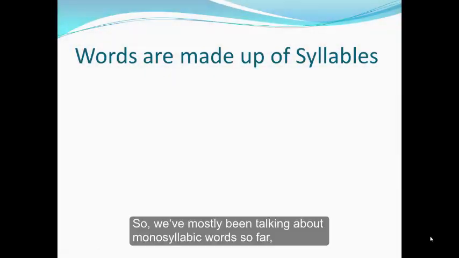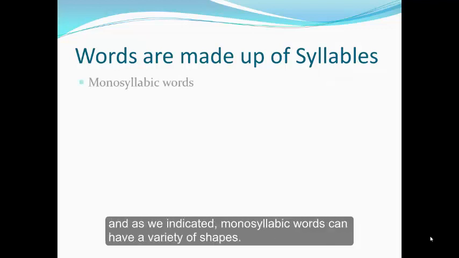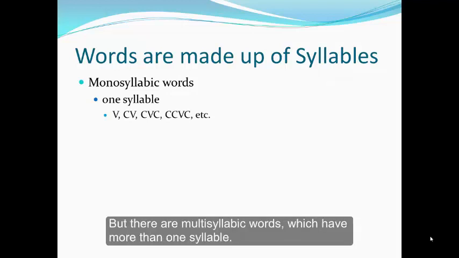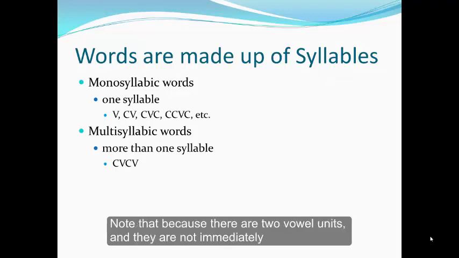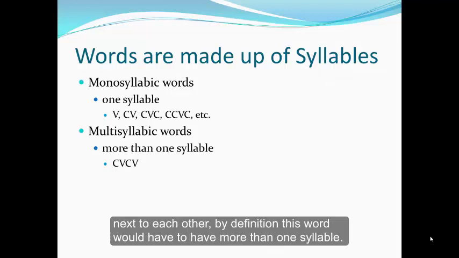So we've mostly been talking about monosyllabic words so far, and as we indicated, monosyllabic words can have a variety of shapes. But there are multisyllabic words, which have more than one syllable. For example, you could have a CVCV word, such as ready. Note that because there are two vowel units, and they're not immediately next to each other, by definition, this word would have to have more than one syllable.